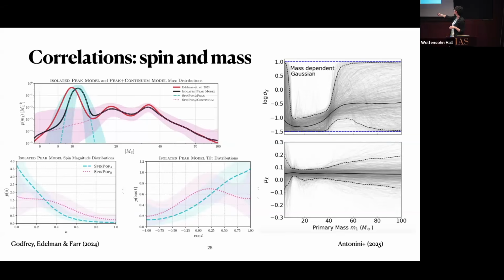I should also say at very low masses, the uncertainties just blow up. So this isn't a measurement. This is just recovering their prior. We just don't have enough events at low masses.